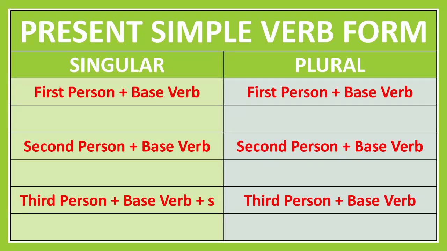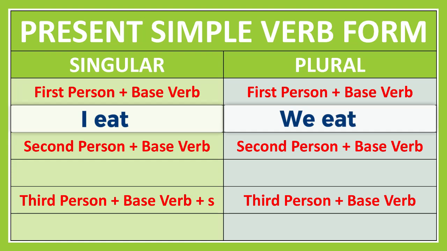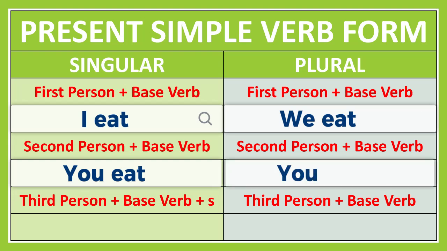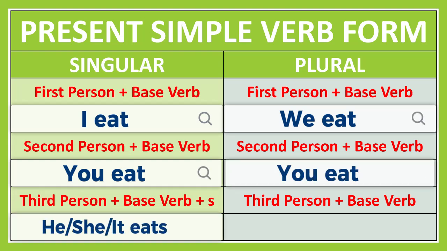Now let's practice conjugating verbs for the present simple form. Use the verb eat. First person singular, I eat. First person plural, we eat. Second person singular, you eat. Second person plural, you eat. Third person singular, he, she, or it eats. Third person plural, they eat.